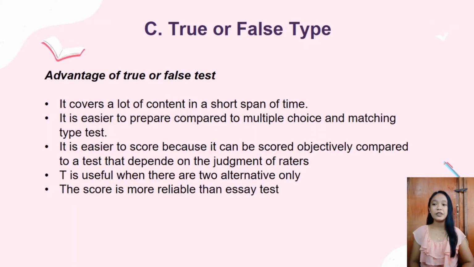It is easier to score because it can only be scored objectively, compared to a test that depends on the judgment of raters. It is useful when there are two alternatives only. And the scores are more reliable than essay tests.